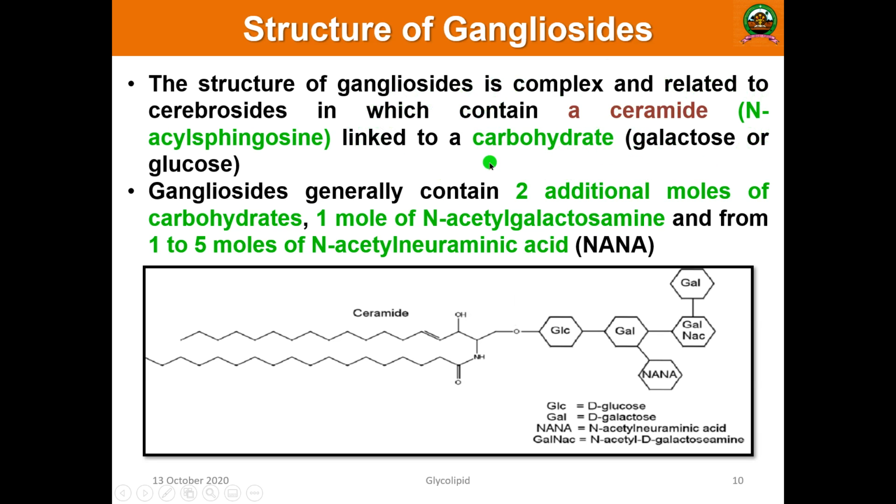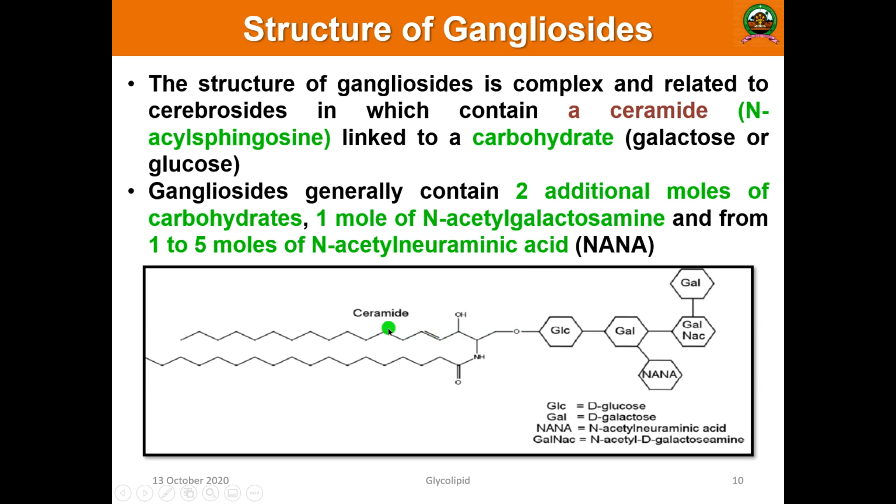That is what I told you. Common carbohydrate sugar moieties are present. That is why it is known as a ganglioside. Generally it contains 2 additional moles of carbohydrate, either glucose or galactose, and 1 mole of N-acetyl galactosamine, and 1 to 5 moles of N-acetyl neuraminic acid or NANA. So these are the structure.